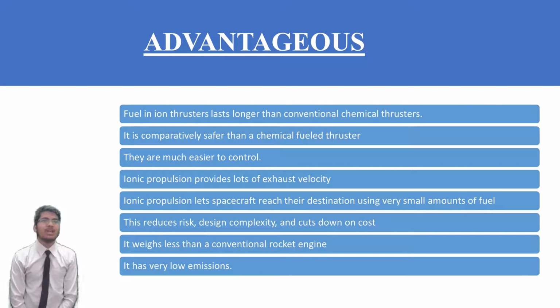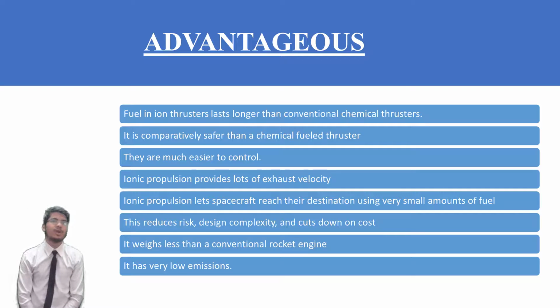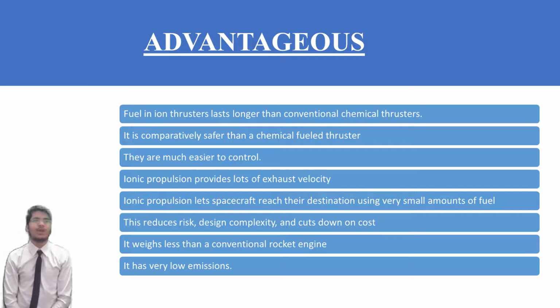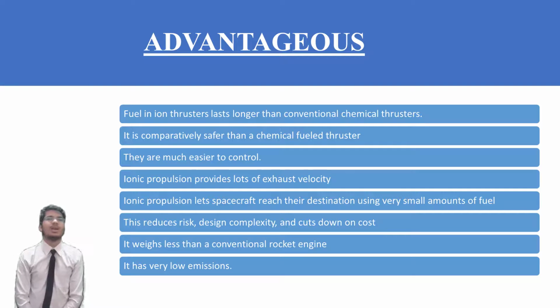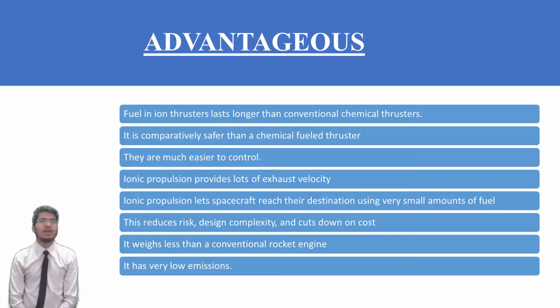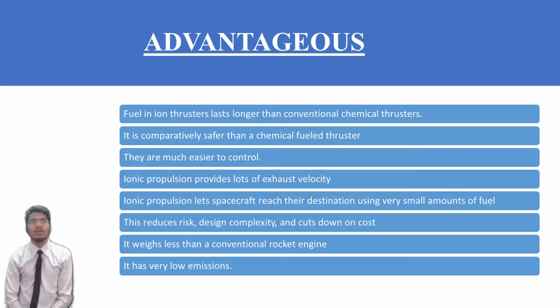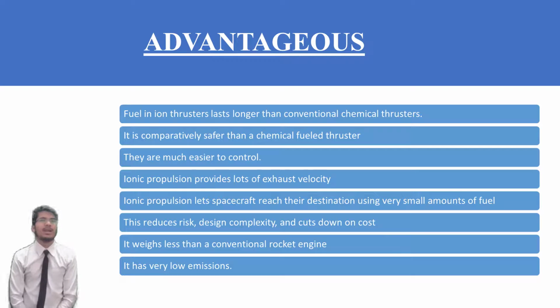Advantages. Fuel in ion thrusters lasts longer than in conventional chemical thrusters. It is comparatively safer than a chemical fuel thruster. They are much easier to control. Ionic propulsion provides very high exhaust velocities. Ionic propulsion lets spacecraft reach their destination using a very small amount of fuel. This reduces risks and design complexity, and cuts down cost. It weighs less than a conventional rocket engine. It has very low emission.